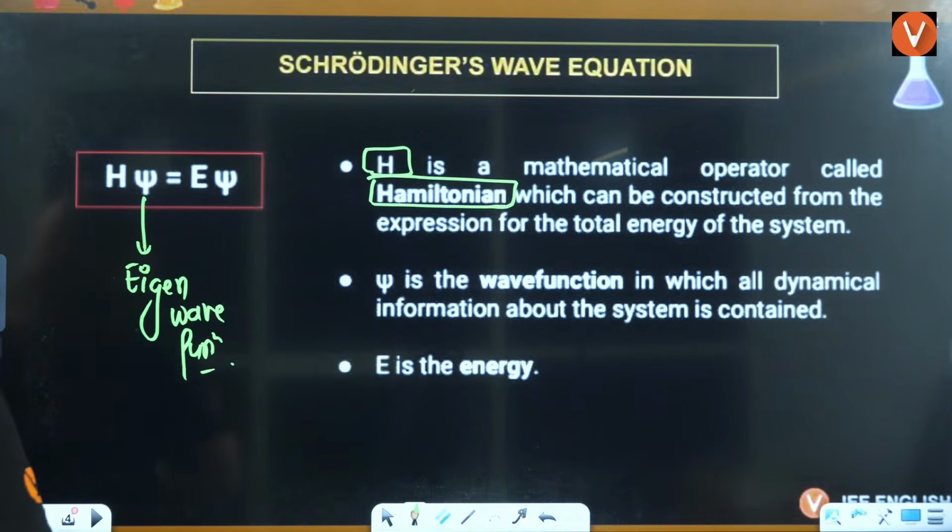Yes. Now, better tell me if that is clear or not. I have told you about eigenfunction.